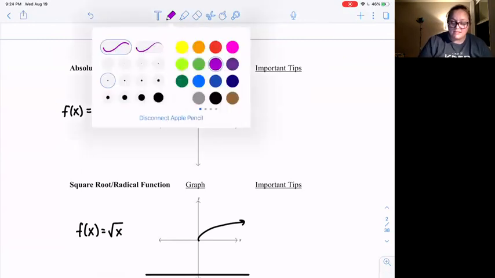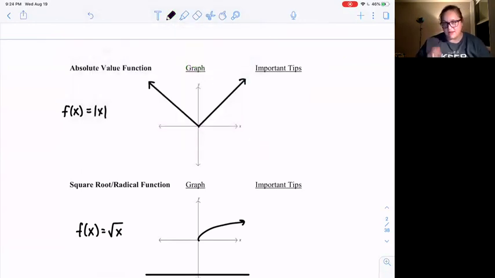And so what is the characteristic shape of an absolute value? A V. So that V is a hard point right there at 0. It is not a curve. And the reason why it's not a curve is because it's always going to be a linear function going one way and a linear function going another way. We'll talk about that more, because that's an assignment I have for you.